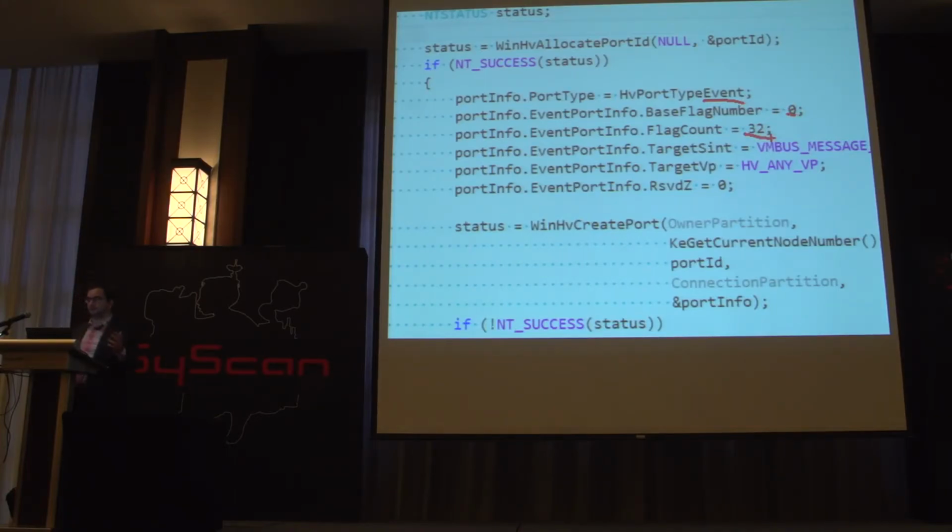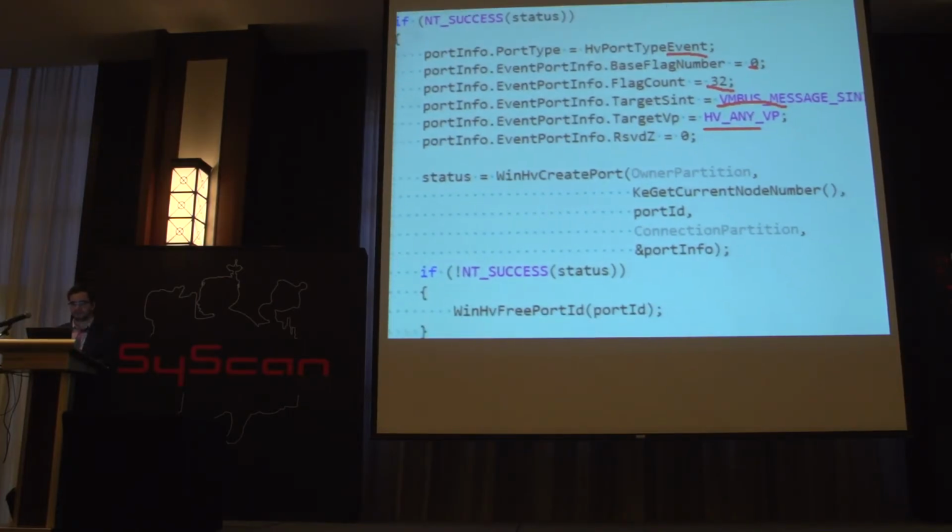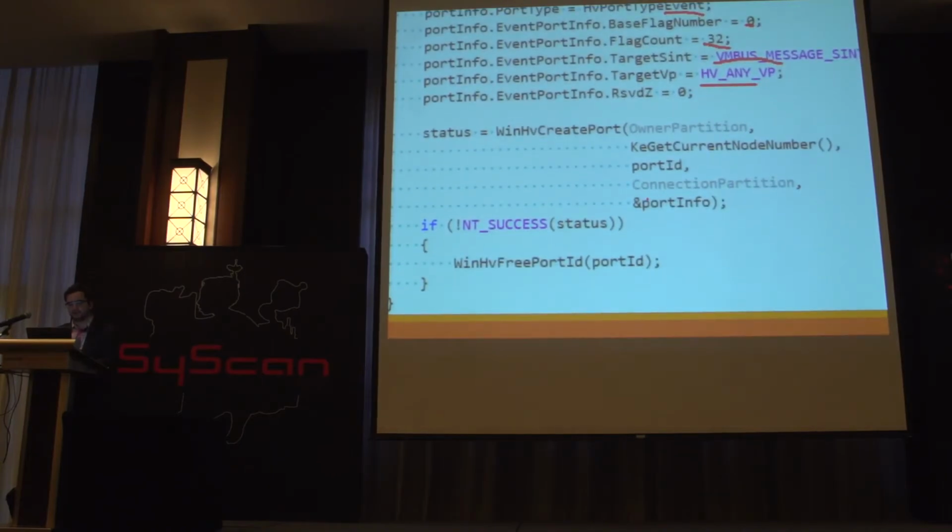So out of the 2048 bits, we're just going to use 32 of them. And we're going to send this to this interrupt vector, so you pick one of the interrupt vectors you've allocated. And we're going to send it to any virtual processor that we want. So we're not going to target these flags or interrupts to a particular processor. Anyone on the other partition can receive them. You package all that in a port infrastructure, and then you call WinHV create port.